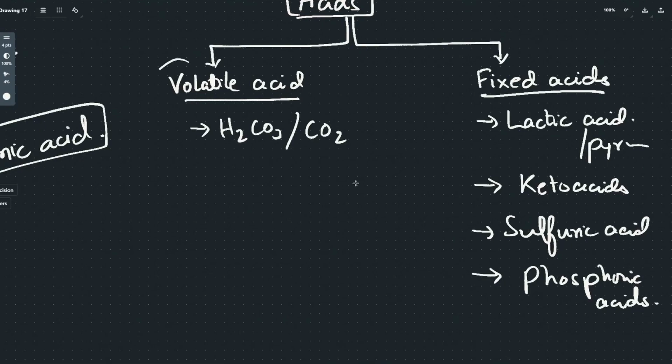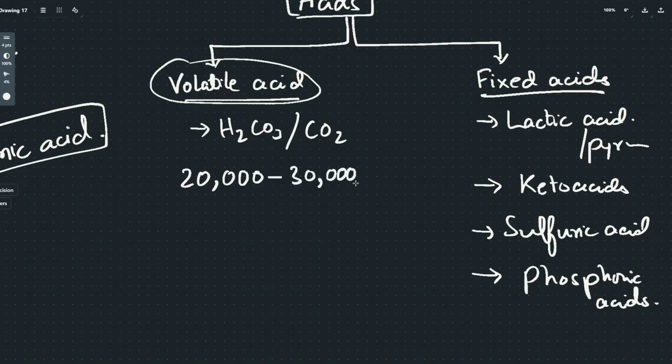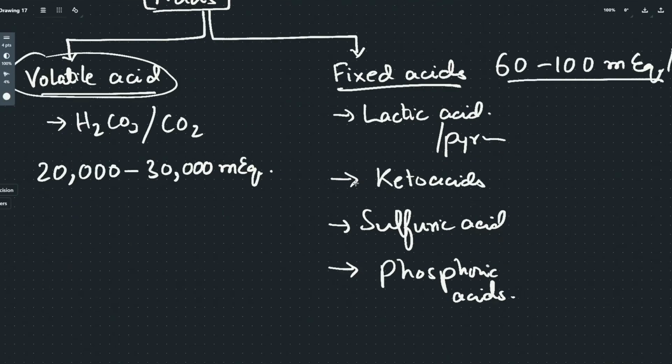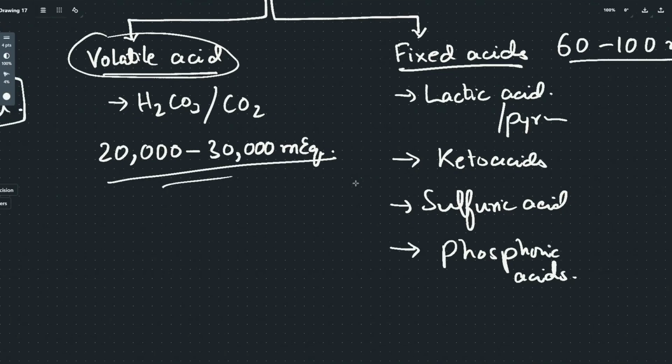And because the volatile acid is easily taken care of by the lungs, it is produced in a huge amount in our body. We have about 20,000 to 30,000 milliequivalents of this H2CO3 produced per day. And compare this with fixed acid, it is only about 60 to 100 milliequivalents per day. It's very low, because it is quickly eliminated, it is not causing any problem.